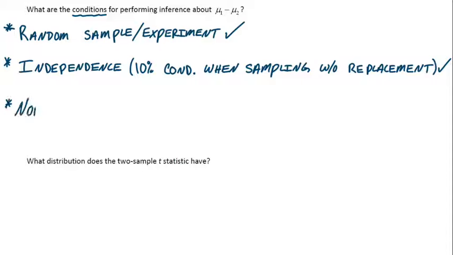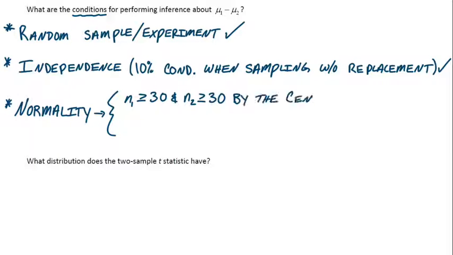And then lastly, we have something about normality, which the easiest way to prove that is if we have at least 30 in each sample. So if the sample size is at least 30 for both of these guys, then the central limit theorem right away verifies normality for us.